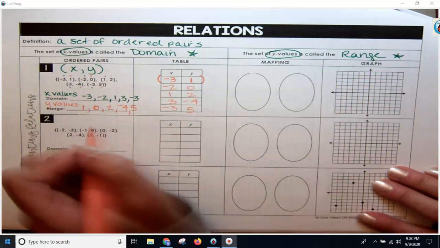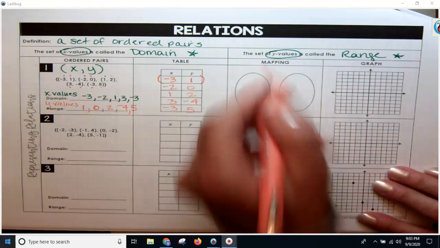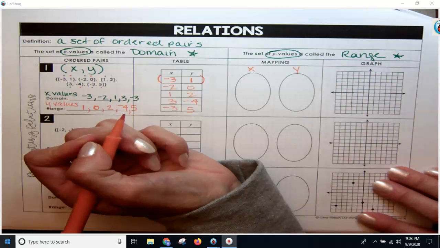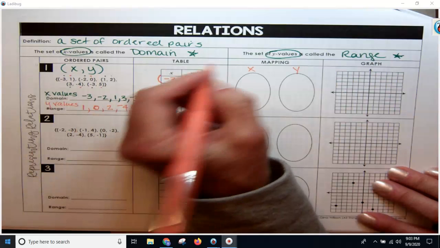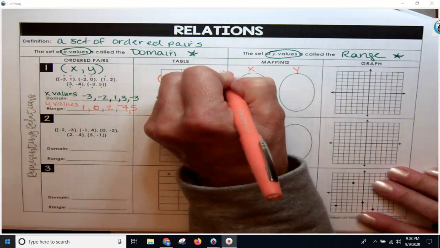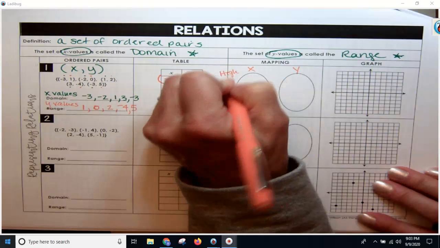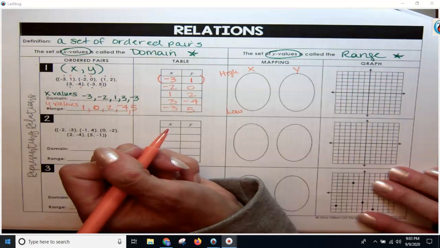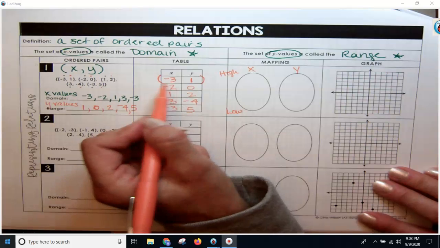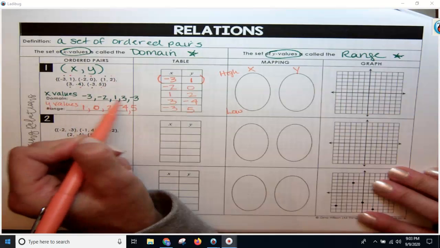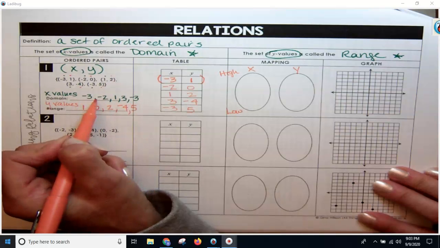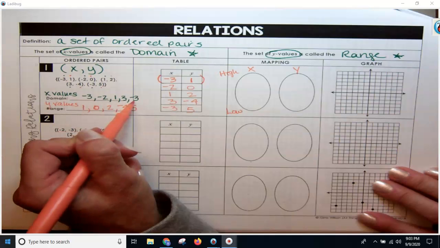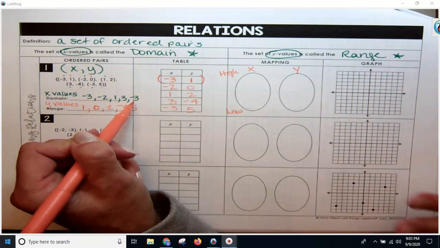All right. Now, in your mapping, you again put your x values in one, your y values in the other. The only difference is you go from highest to lowest. All right. So in your mapping, you're going to go high to low. So you actually look at your x values and you only put them in once. So for an example, I have a -3 here and a -3 here. I'm only going to put those in once.